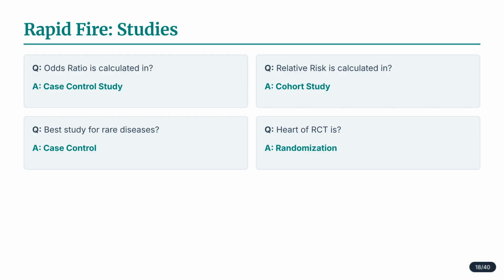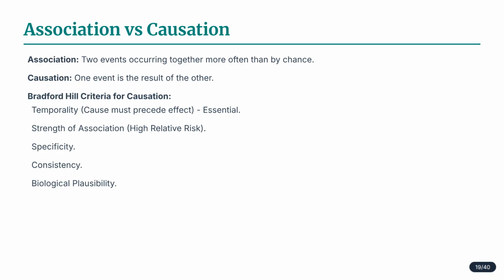Let's review some key study concepts. The odds ratio is calculated in case control studies. Relative risk is calculated in cohort studies. Case control studies are best for rare diseases. Randomization is the heart of an RCT. Association means two events occur together. Causation means one event is the result of the other.